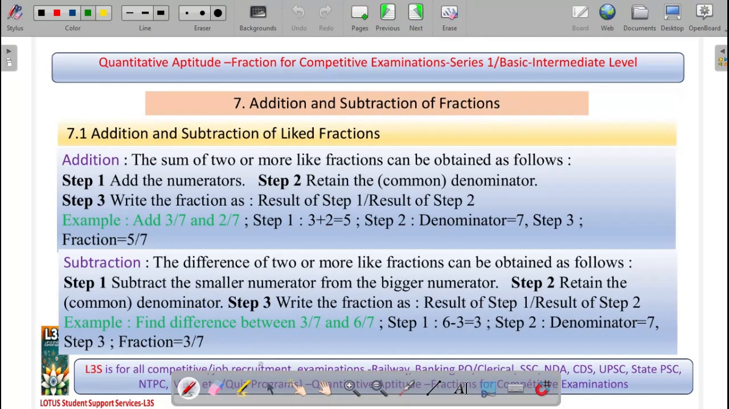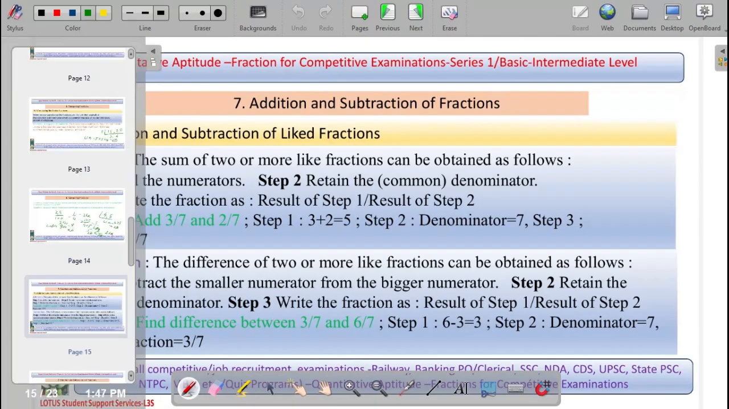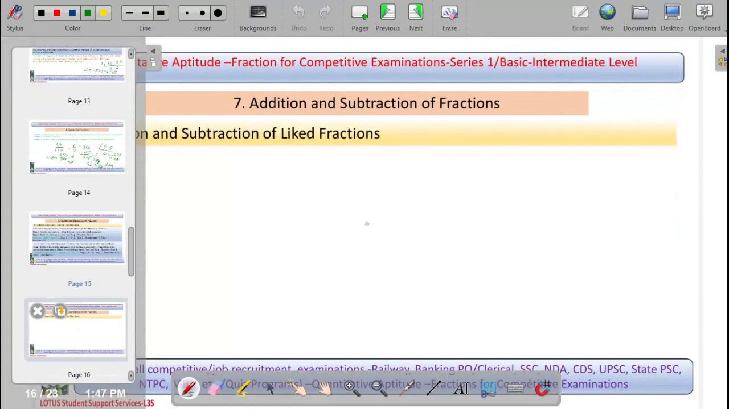Find the difference between 3 by 7 and 6 by 7. So first we'll take the bigger one. Here it is 6. So 6 minus 3 will give 3. Then step 2, the denominator will be 7, the same. So the fraction, the difference, 6 minus 3, is equal to 3 by 7. So this is how we have to find it.